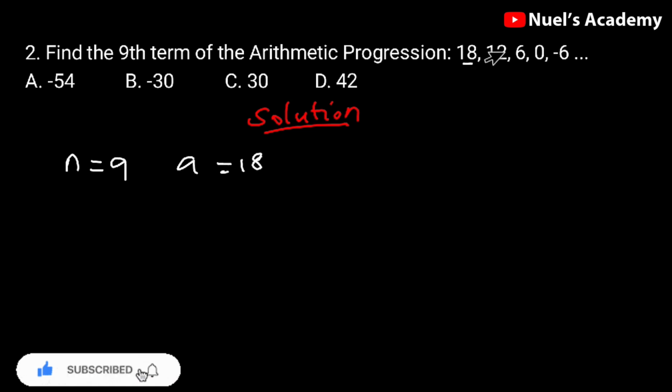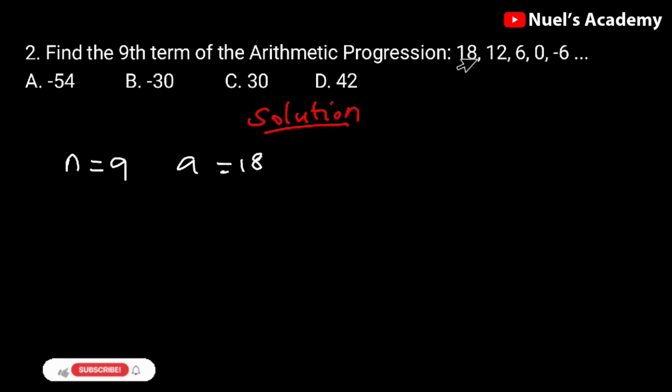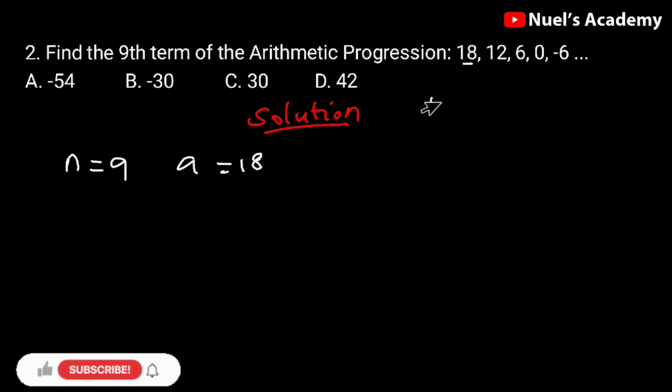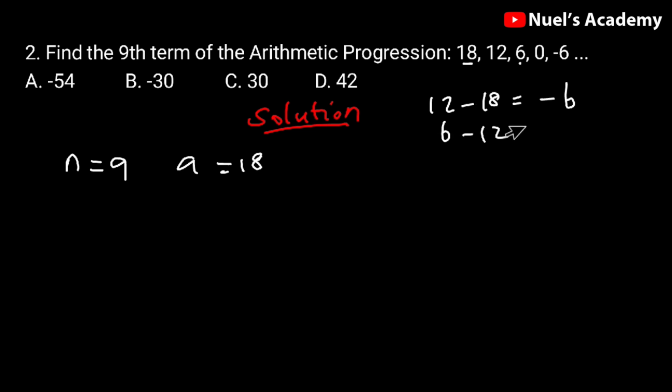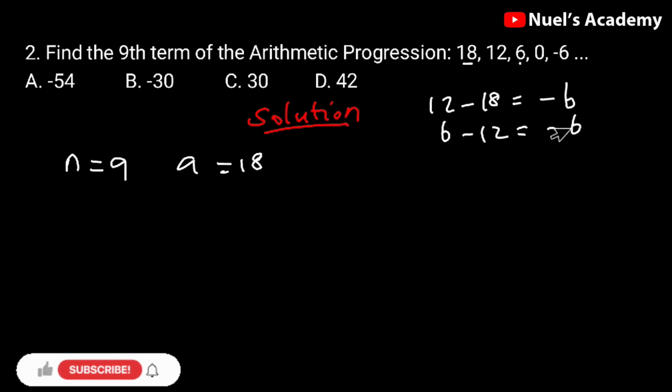Now what is the common difference? Just like I explained earlier, the common difference here is equal to 12 minus 18, which is equal to minus 6. Another way to find the common difference is 6 minus 12, which is also equal to minus 6. So that's how we find the common difference. The common difference is equal to minus 6.